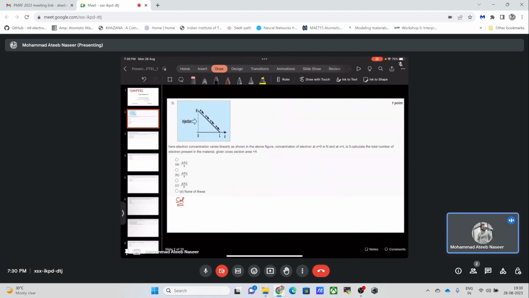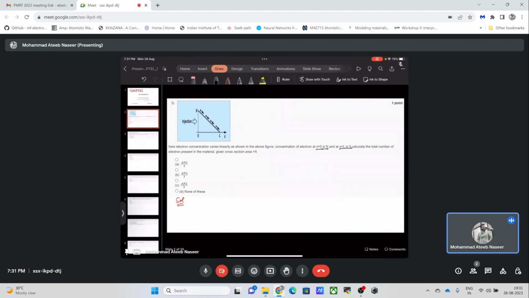this problem says that this electron concentration varies. The profile given here is like a linear equation. This linear equation in x has been given for the electron concentration, and it is equal to n at x equal to 0 and 0 at x equal to L. So this is a decreasing electron concentration in x, and we have been told to find the total number of electrons which are present in this material, and we have been given the cross-sectional area for the same.